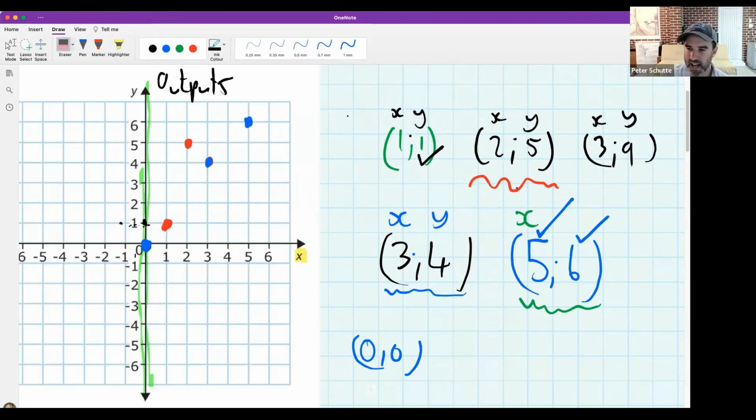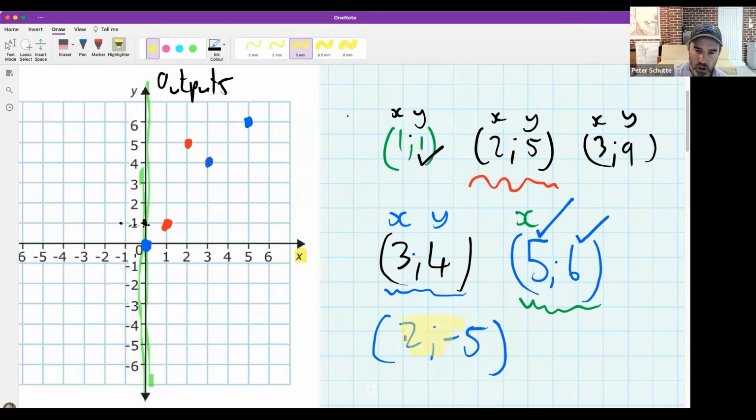So what's going to happen if we go down? Let me give you another input-output pair. If I gave you this input-output pair, Kevin, and everyone else who's watching, do you think you know where that would end up? Can you visualize where that would be on the Cartesian plane?